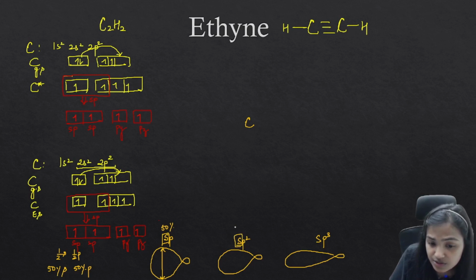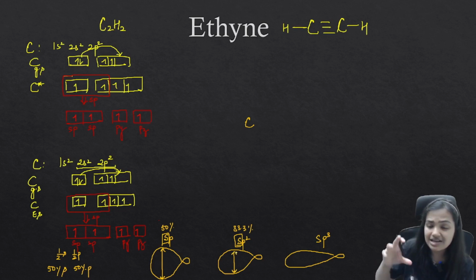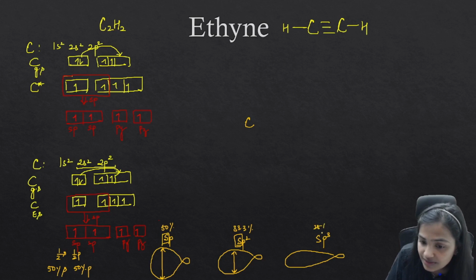Here in the case of sp2, the s character is only 33.33%. Because of this, the thickness decreases. As the s character decreases, the thickness decreases. You know na, s orbital is spherical, so that's why. Now here the s character is only 25%, which means the thickness decreases even more.